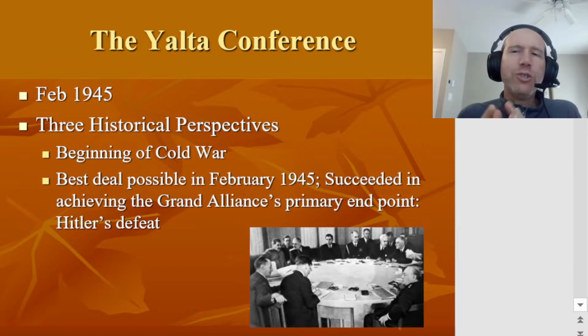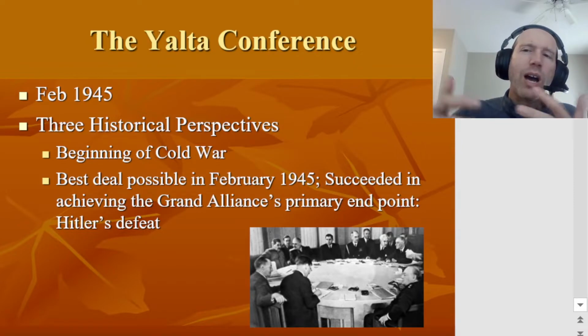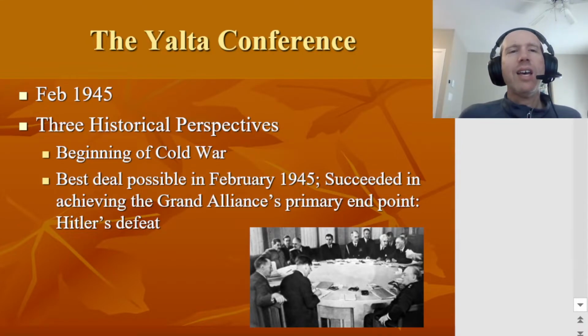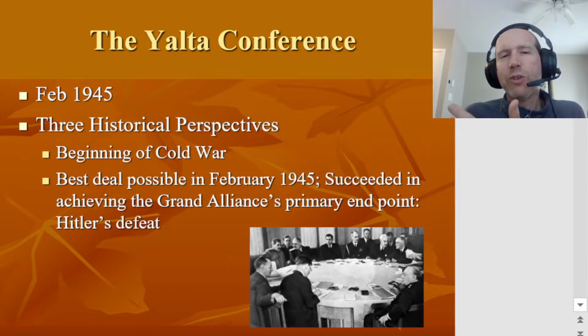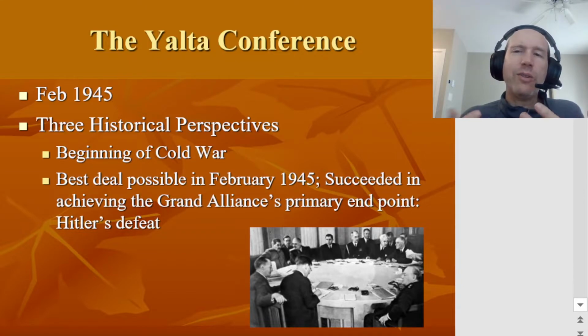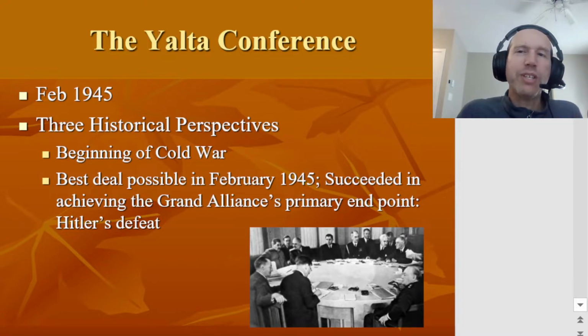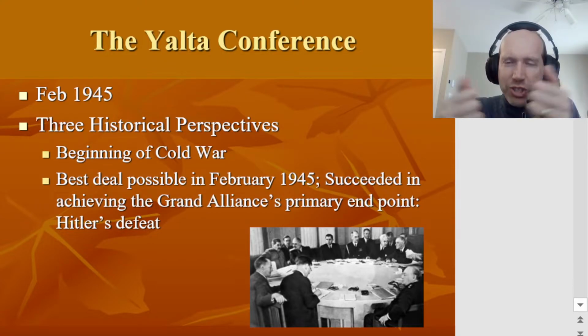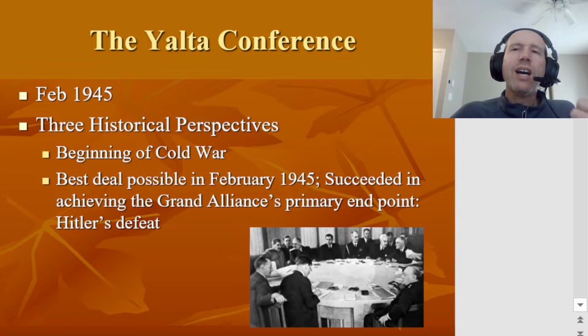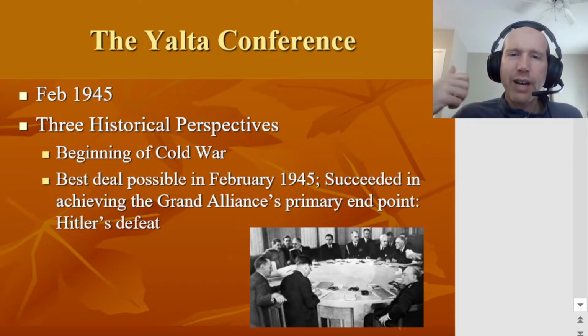So what we want to do to understand the Yalta Conference is try to understand, how do we interpret this? There have been essentially different historical perspectives. One idea is that the Yalta Conference was the beginning of the Cold War because the differences between what Stalin wanted and the West wanted, particularly relative to Poland and Eastern Europe, became the dividing issues that would eventually, after World War II, separate into a gulf and then trigger the Cold War partitioning of Europe.